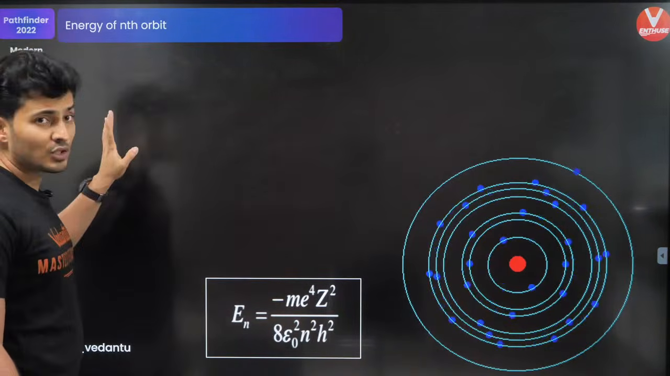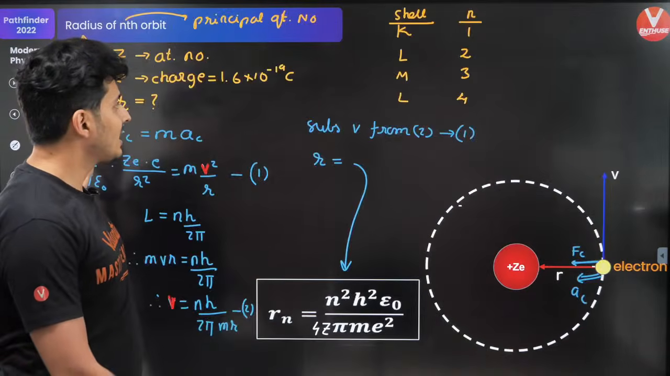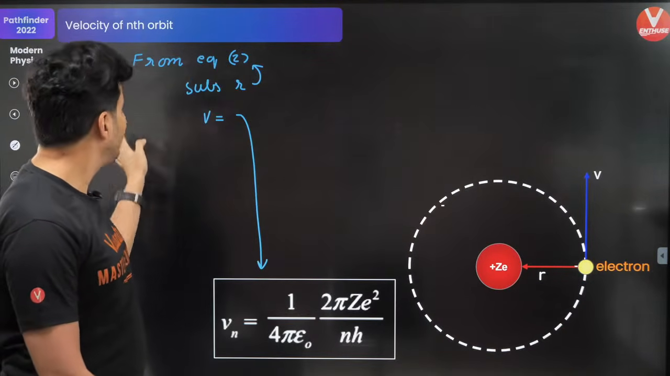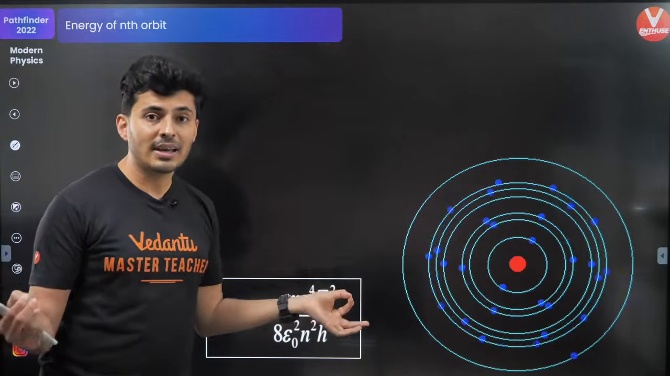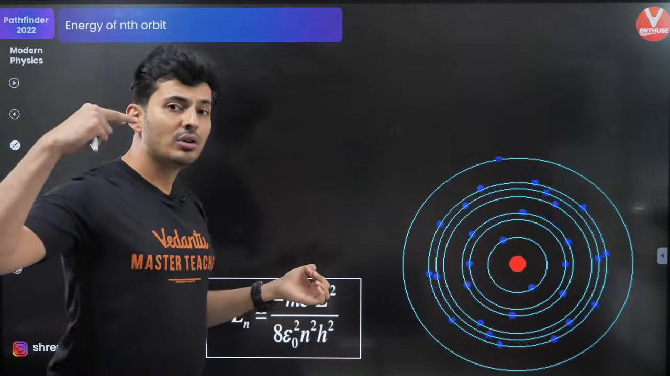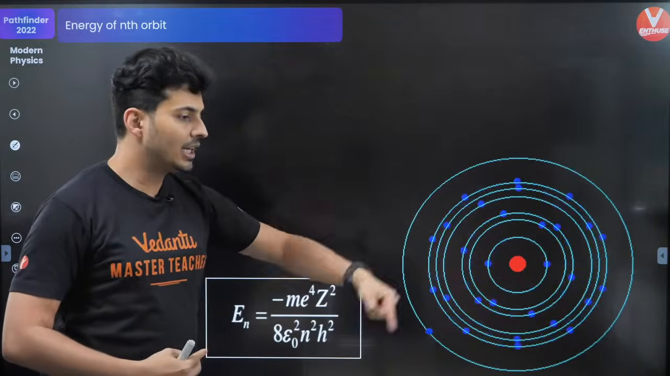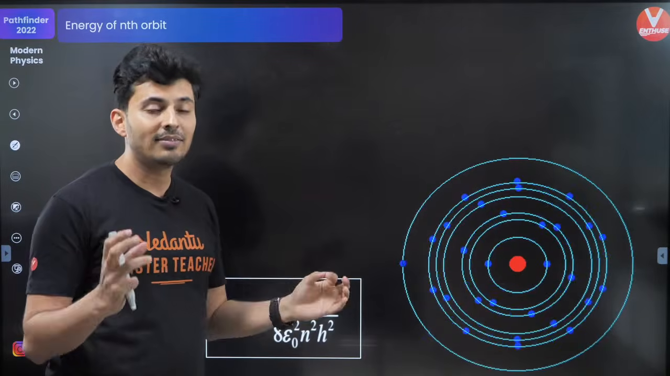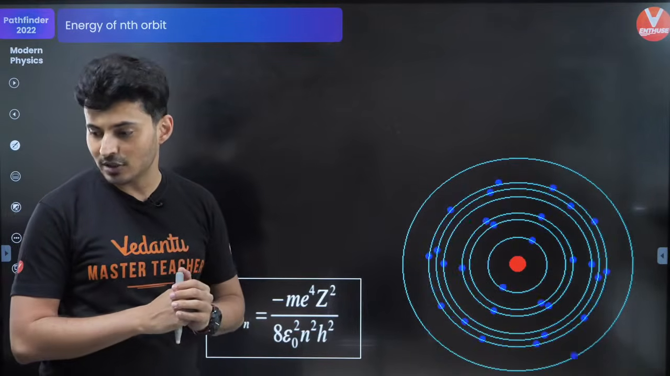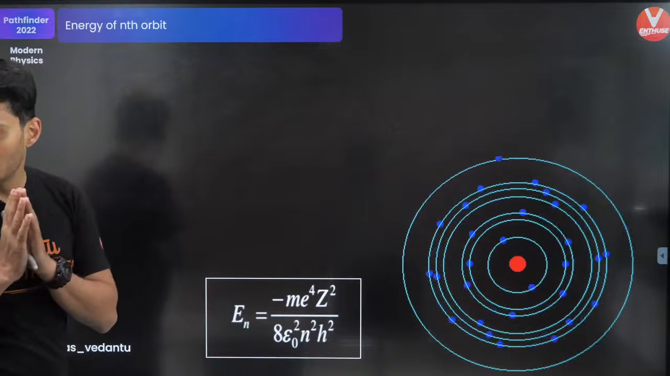See, energy. First of all, we just completed radius, then we completed velocity. The third aspect is energy. Each electron revolving around the nucleus will have two kinds of energy: kinetic energy and potential energy because of electrostatics. Hence, you can find out the total mechanical energy as well. So, how to do that?